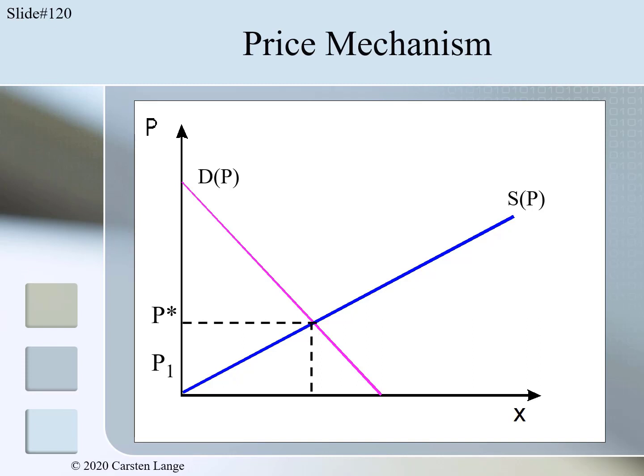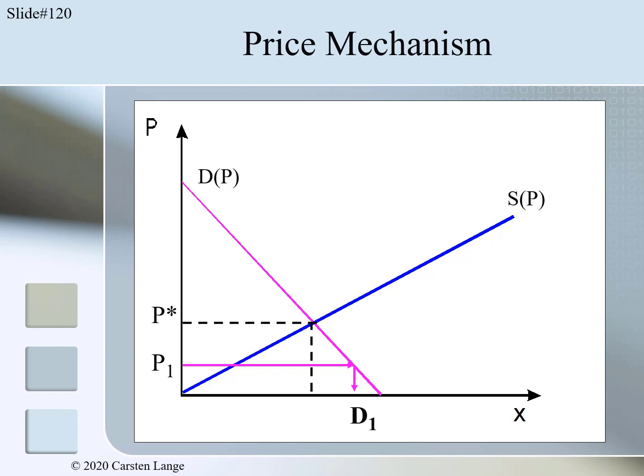It is lower than the equilibrium price, and we start with finding the demanded quantity which goes with this price. We go horizontally until we reach the demand curve, go straight down until we reach the quantity axis, and mark it as D1, the quantity demanded which goes with the price P1.